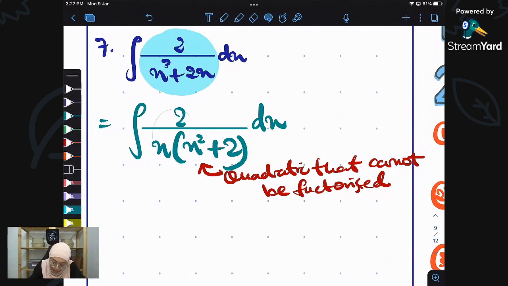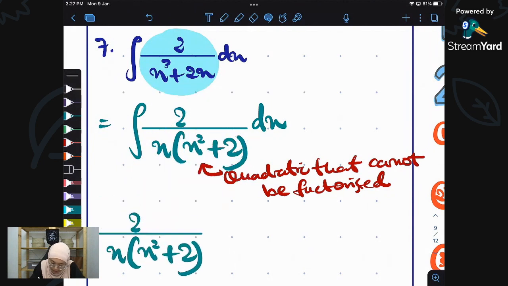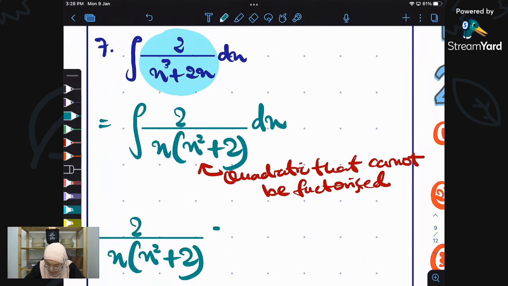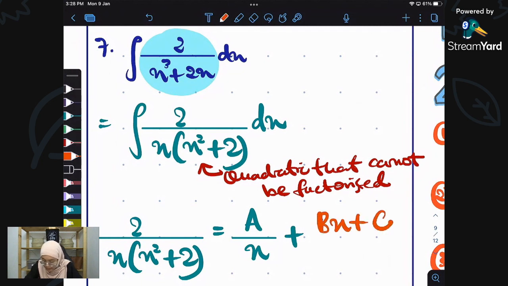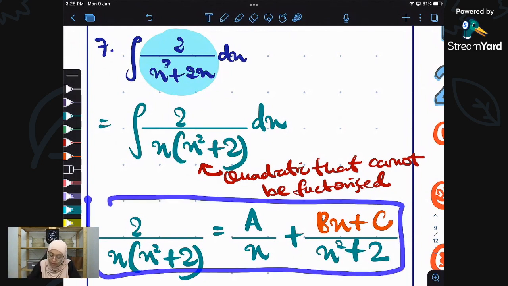So here we go. We are going to change this into its partial fraction. So basically dia akan jadi A over x tambah Bx plus C. Yang ini yang student selalu lupa. Bx plus C over x squared plus 2. So this is called the partial fraction. And your task now is to find the value of A, the value of B, and the value of C.